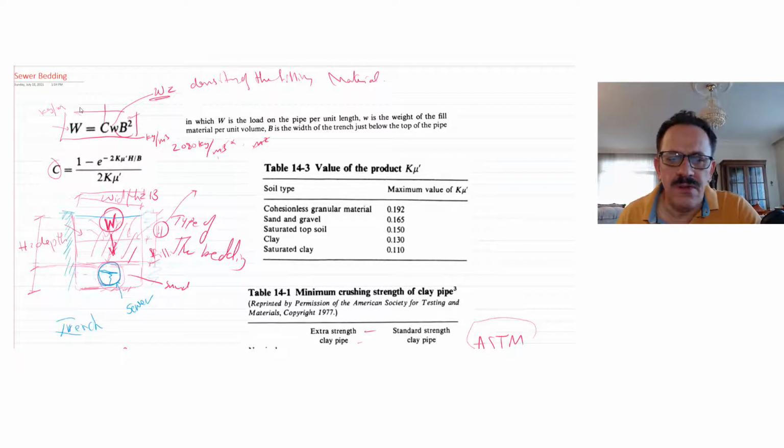Where is the depth of this will affect on the W or not. The C value will tell us that yes, the depth will affect on this one. So H is the depth and W is the width. So H over B is a term used in calculating the C. It will be meter per meter, so it will be unitless.